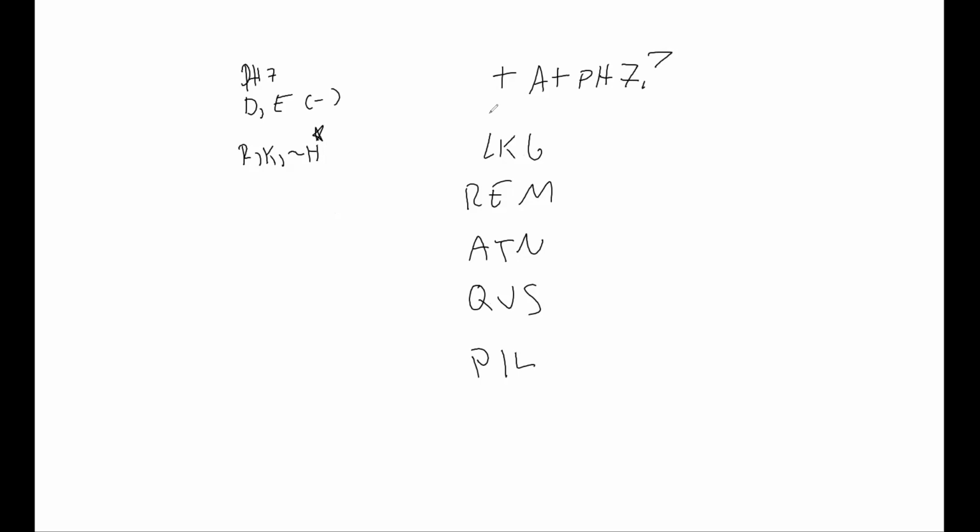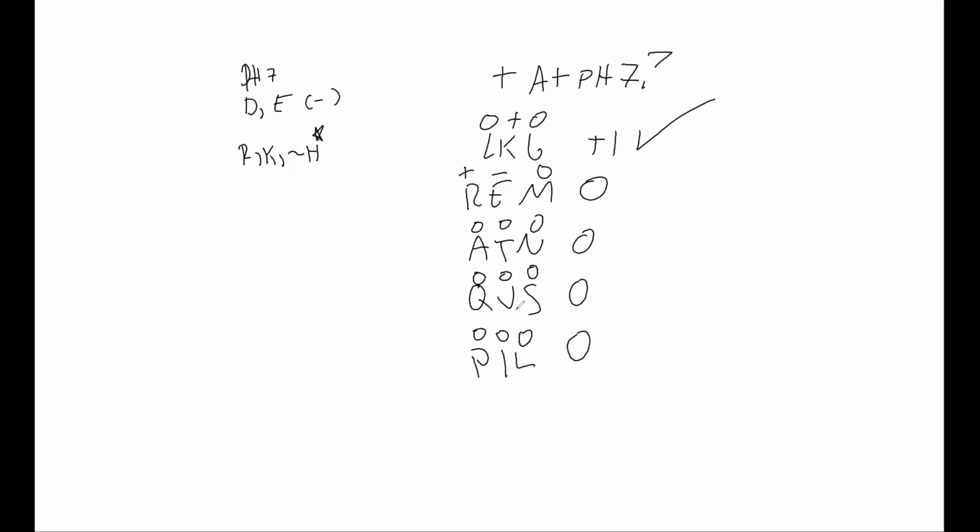All right, so let's look at this. Leucine, pH 7, neutral, because it's not on our list. Lysine, positive. Glycine, neutral. Okay, this has a positive 1 charge. Done. That's positive at a pH of 7. We can go through the other ones though. REM, R is positive, E is negative. M, not one of these 5, so it's neutral. So this has a charge of 0. A, neutral. T, neutral. N, neutral. Q, neutral. V, neutral. S, neutral. P, neutral. I, neutral. L, neutral.